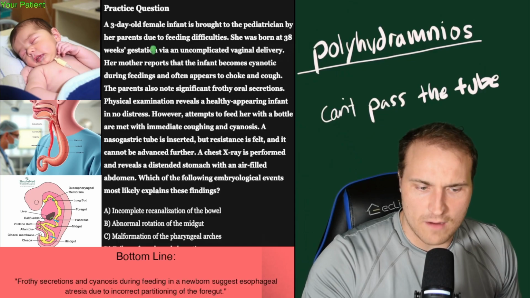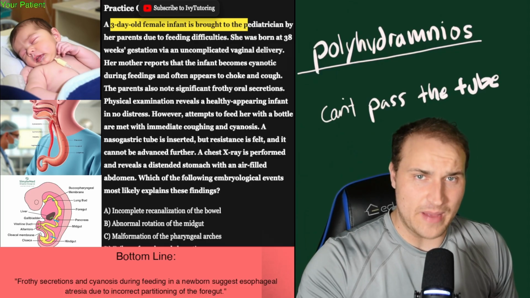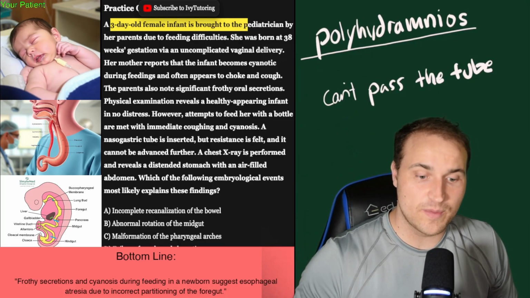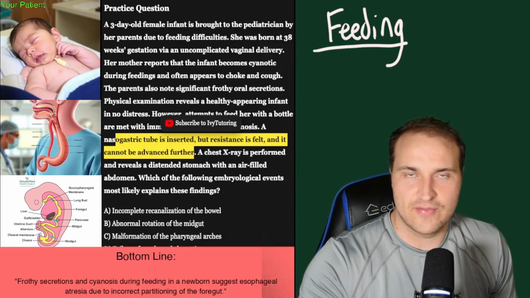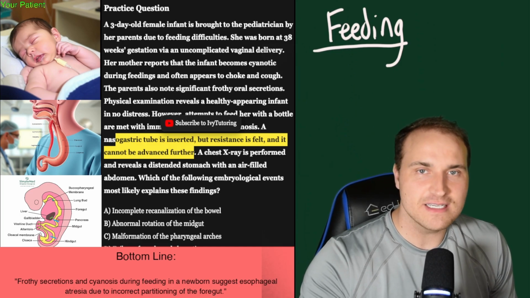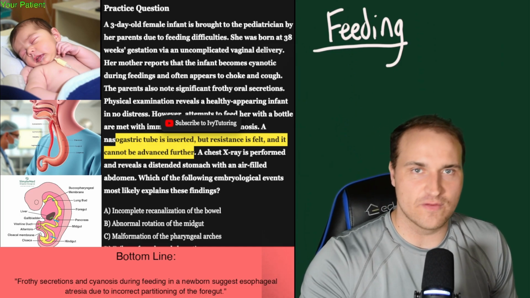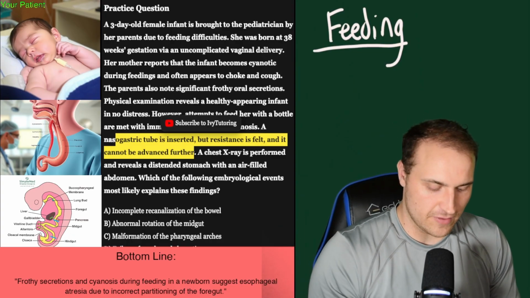So let's begin. Our first question involves a 3-day-old female infant brought to the pediatrician by her parents due to feeding difficulties. So up here I wrote, you can't pass the tube, which you can see right here, and that's extremely important. That alone should key you into the answer, but also this feeding thing is important too. So I want to explain every single malformation or anatomical variation which would cause this problem. That way on test day, you can think of these for your differential diagnoses.